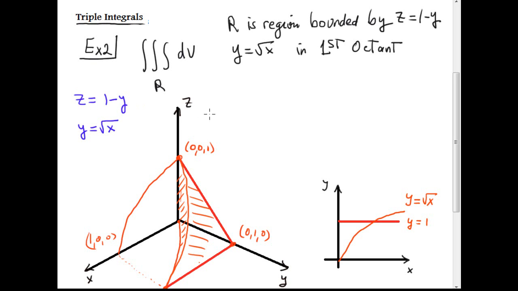Okay, let's do the second example. Now it's a little bit more complicated. You compute the double integral. The integrand function is 1. This is the volume, basically.